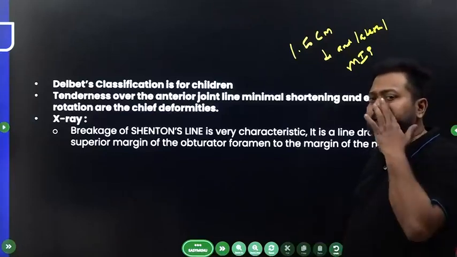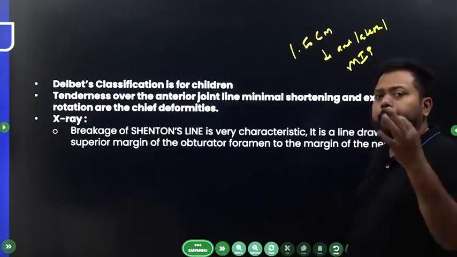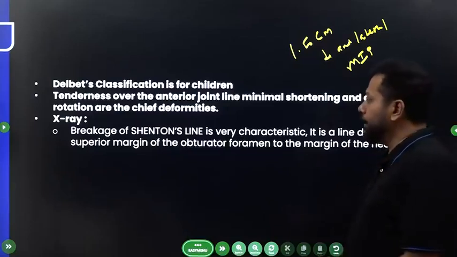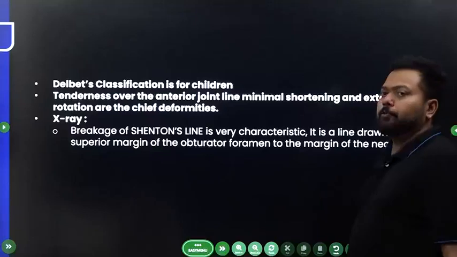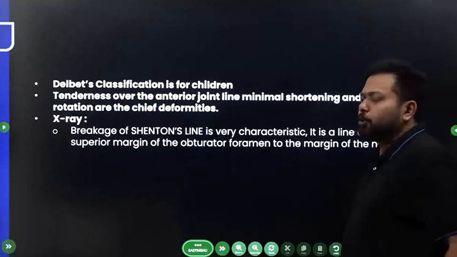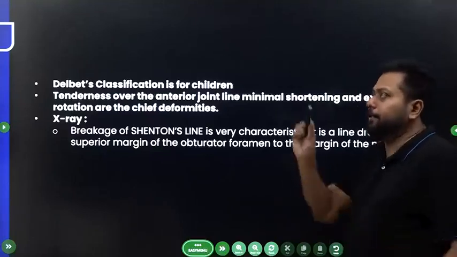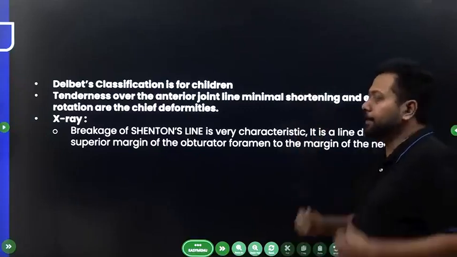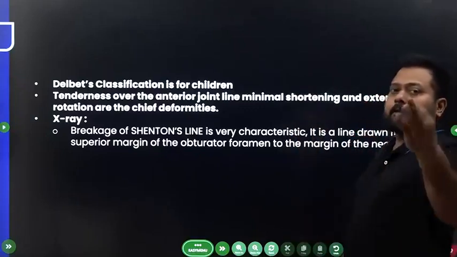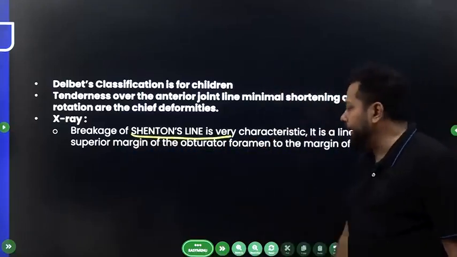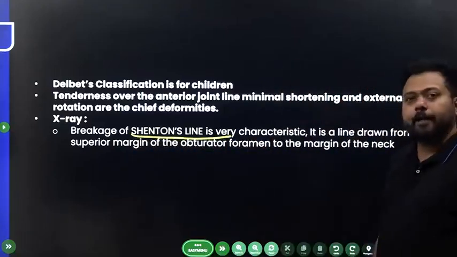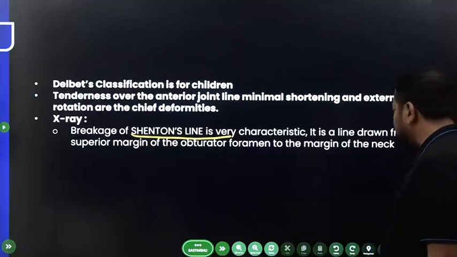So whenever there is anterior joint line tenderness, 100% it states it's a hip pathology. And when you take an X-ray pelvis with both hips AP, it will show a very classical thing. You can see the fracture neck, the fracture pattern. Apart from that, the great question, breakage of Shenton's line is very characteristic. Okay, breakage of Shenton's line.